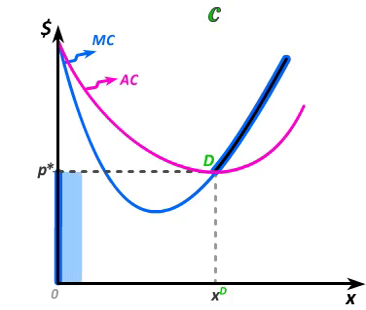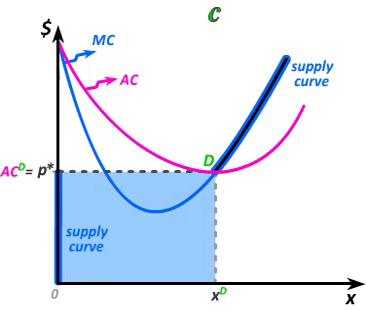We can then combine the insights from panels A and B to show that the supply curve is equal to the portion of the marginal cost curve that lies above the average cost curve, because the lowest point of the average cost curve is equal to the break-even price. The remainder of the supply curve then lies on the vertical axis below the break-even price, or below the lowest point of the average cost curve.